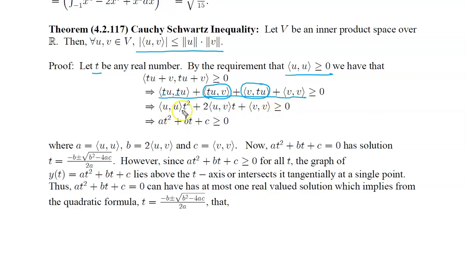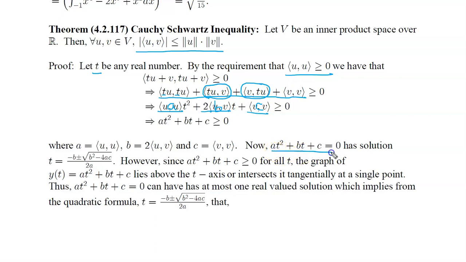All right, so now let's think of this guy right here as being an a. This term right here, the 2 times the inner product of u with v, let's think of that as being a b. And let's think of this as being a c. And so we end up with the inequality at squared plus bt plus c is bigger than or equal to 0.